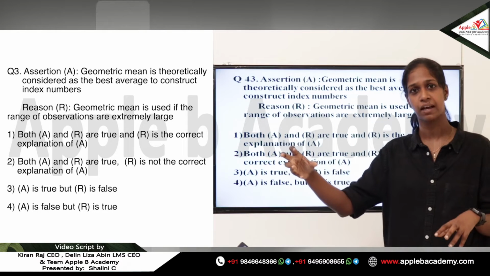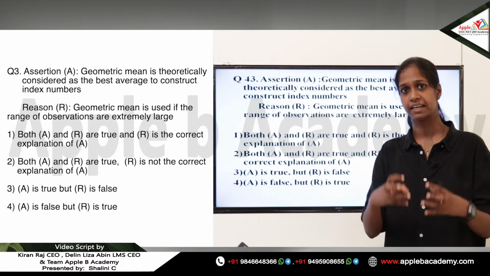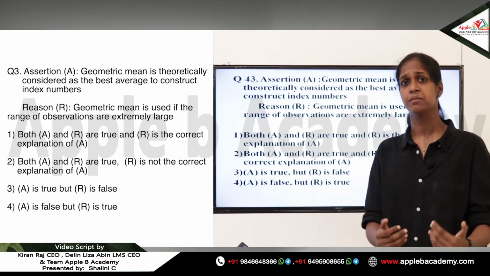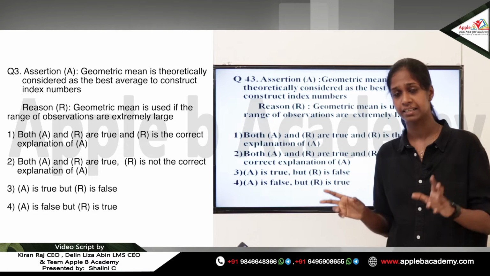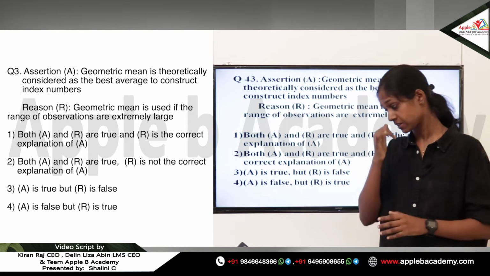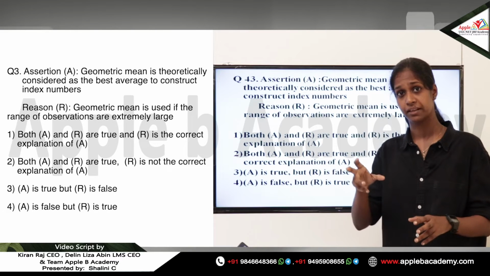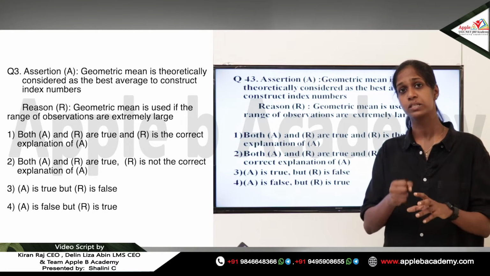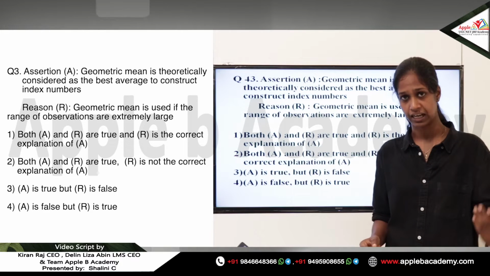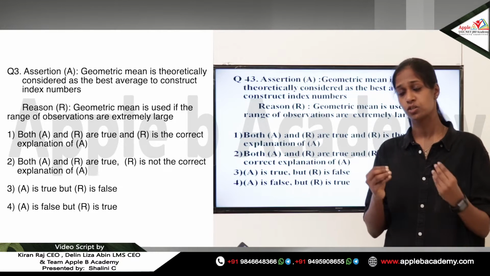So these larger values will play a greater role in deciding the average. So in that case, taking arithmetic mean as the measure of central tendency will lead to false conclusions. Because geometric mean is also the squares of data, when you take the average, it is most likely to give the correct conclusion. So if the range of observations are extremely large, it is wise to use geometric mean.